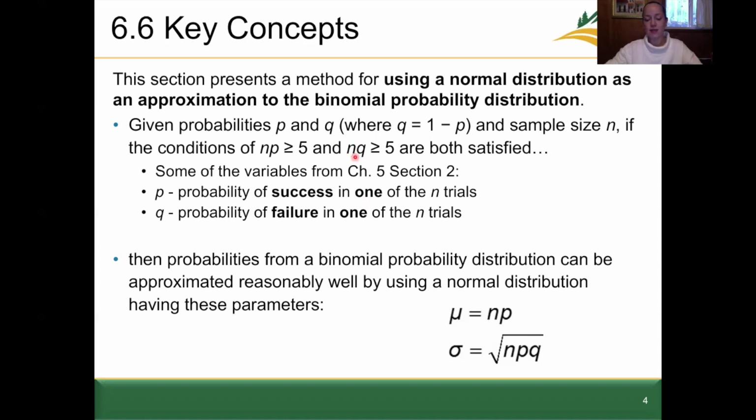If n times q is greater than or equal to 5, so both of these requirements have to be true, then we can approximate a binomial probability distribution using a normal distribution. So again, if these requirements are satisfied, then we go down to this bullet point and we approximate the population mean and the standard deviation by these equations.